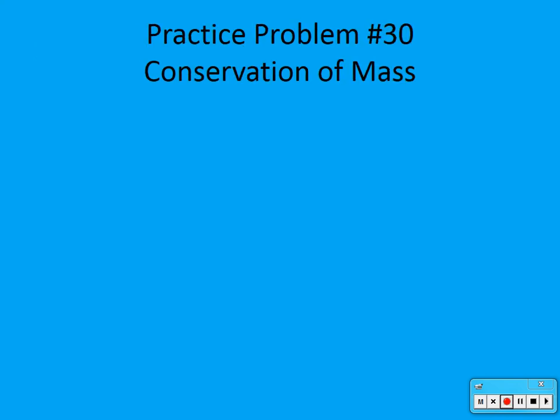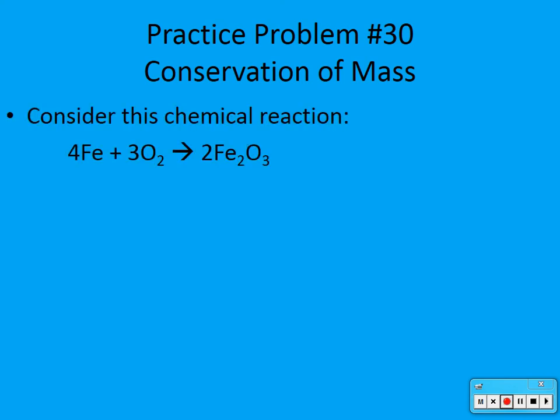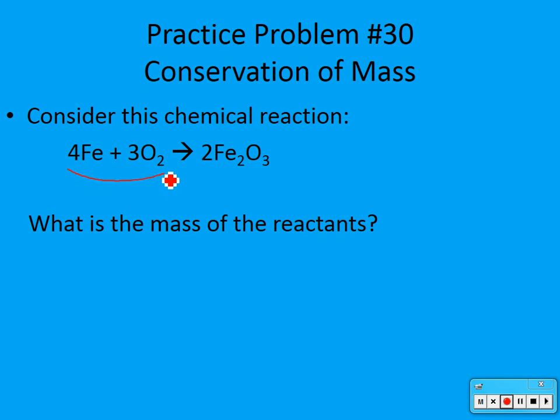Here's a practice problem, number 30, that deals with the law of conservation of mass. It says, consider this chemical reaction. And it says, what is the mass of the reactants? Remember, the reactants are on the left side of the arrow. So these are your reactants. And this side, the right side, is called the products. So if we look at the mass of the reactants, let's look here.